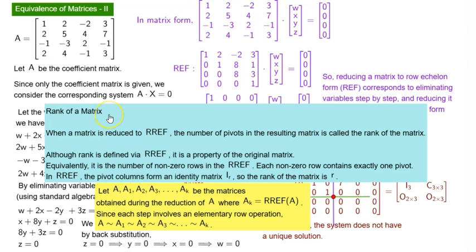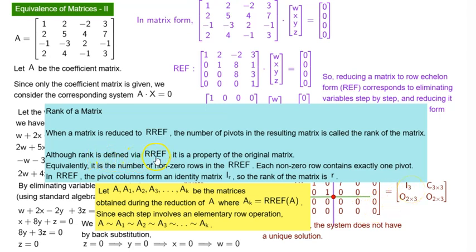Now, rank of a matrix. When a matrix is reduced to row reduced echelon form, the number of pivots in the resulting matrix is called the rank of the matrix. So here in the row reduced echelon form, we had a 4 by 4 identity matrix. So the rank of the matrix A is 4, whereas here the rank is 3.